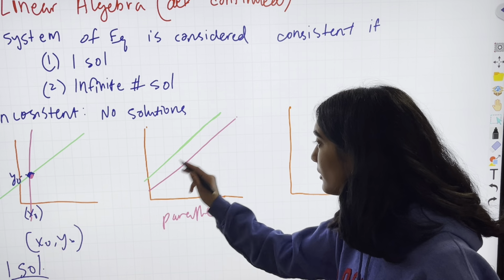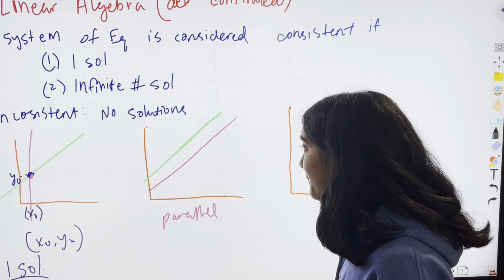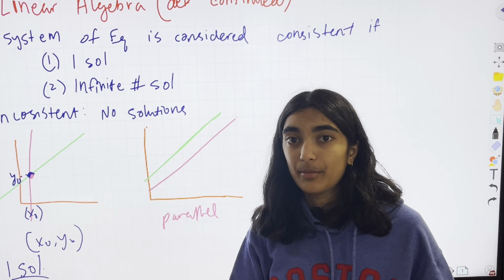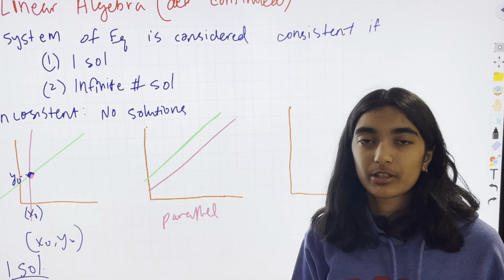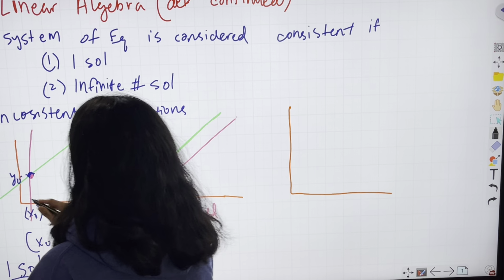So if it's parallel, it's never going to be true. No matter what values you put into the equations, they're never going to be true. So it's parallel, so that's why it's no solutions.